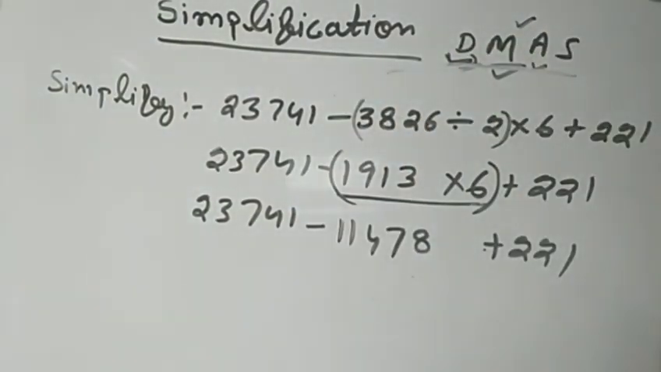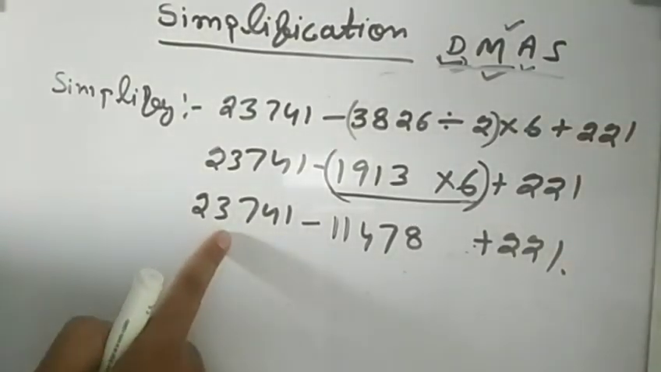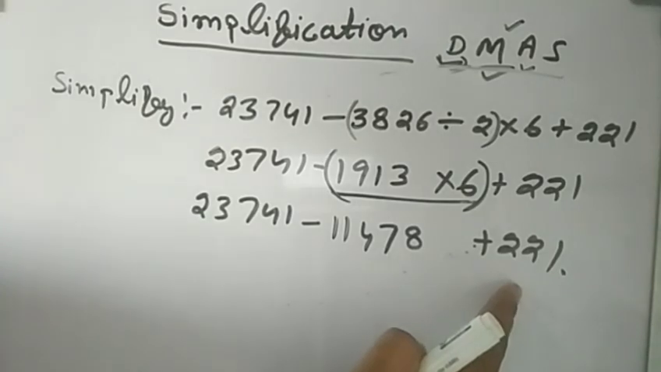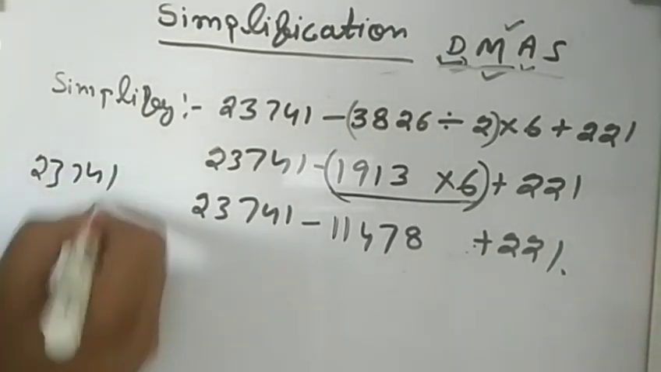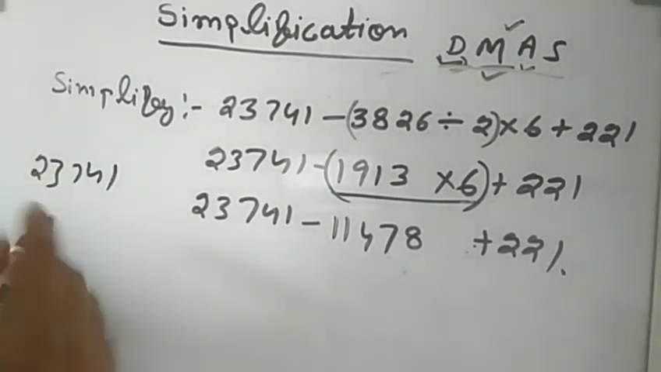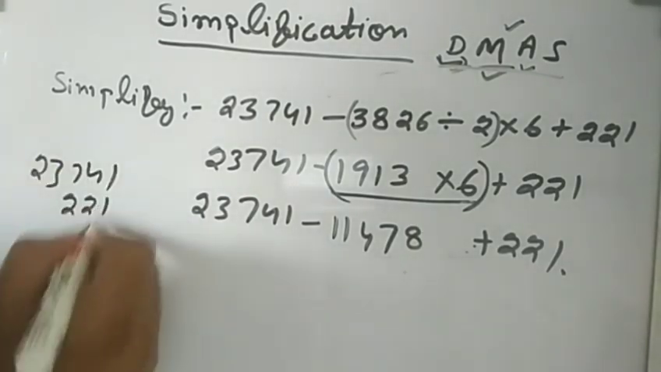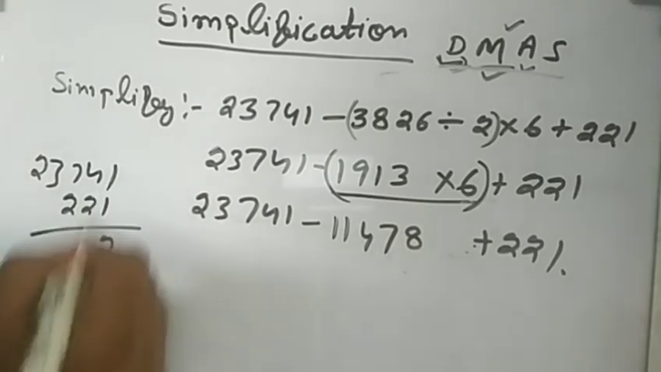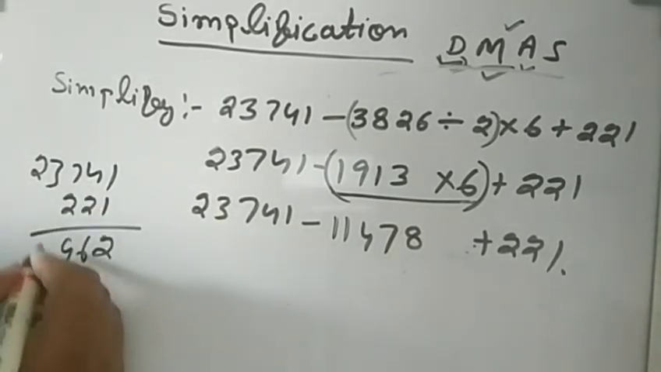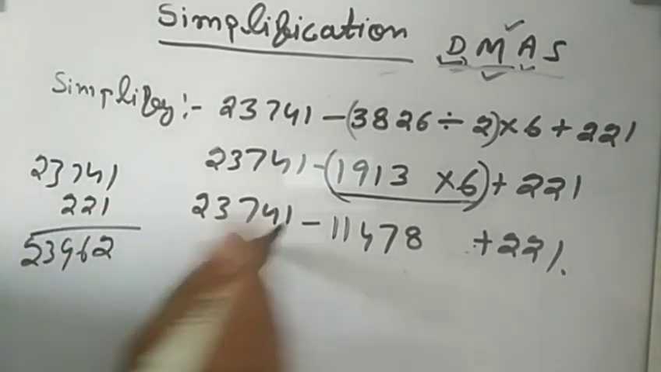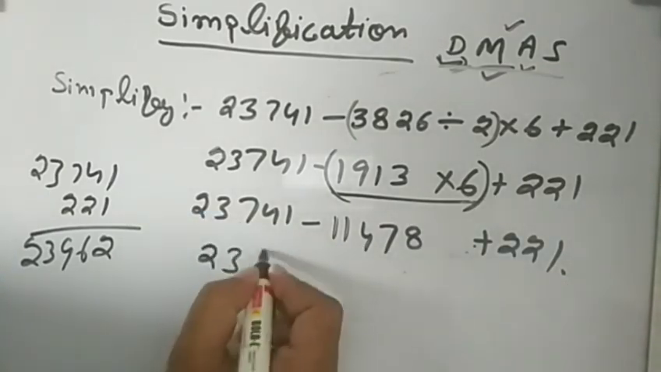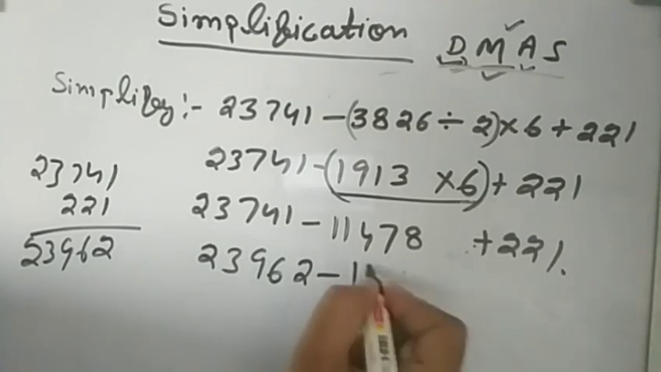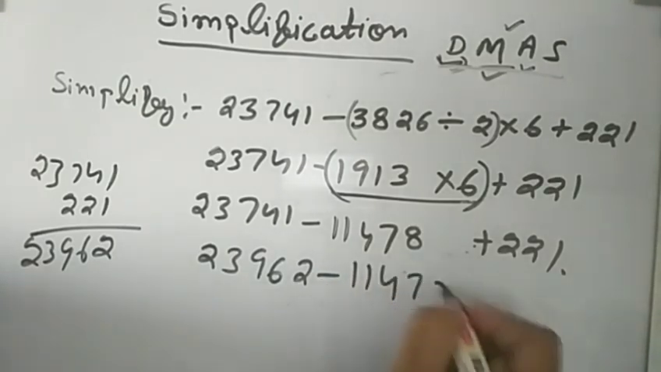Now do the addition. This number is with a positive sign, this number is also with a positive sign, so we have to add these two numbers: 23741 and 221 gives 23962. So when we add these numbers, it becomes 23962 minus 11478.